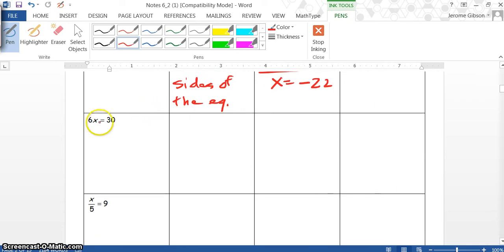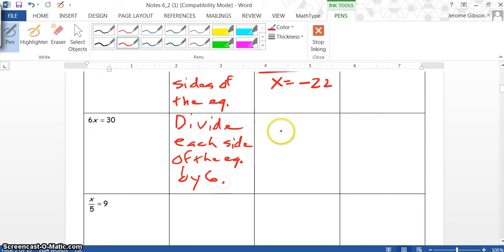Now we come down to this next problem. We want to isolate x. So we would divide each side of the equation by 6. So we have 6x equals 30. We divide each side by 6, and x is equal to 5. So our solution set here would be 5.